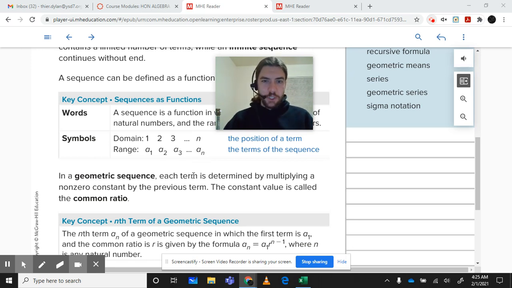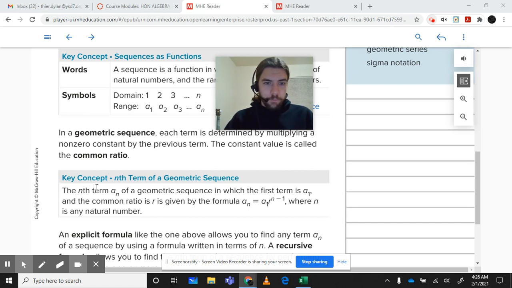In a geometric sequence, each term is determined by multiplying a non-zero constant by the previous term. Okay, so it doesn't need to be 2, 4, 8, 16. You don't need to be multiplying by 2. You could be multiplying by 2.1 or 2.2. The constant that you are multiplying by each time does not need to be an integer. And the value that we use to multiply is called our common ratio. So if, for example, we were going to do 3.3 to the x, then 3.3 would be our common ratio.